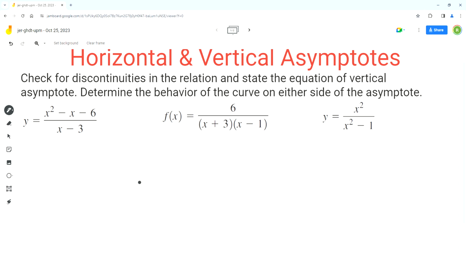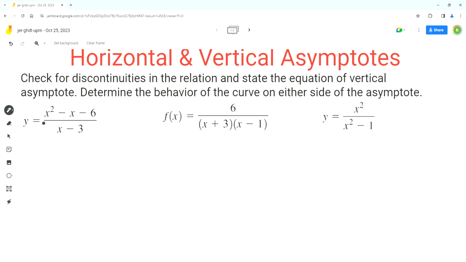So in this video, we'll solve this problem using the concepts of discontinuities. As per the problem, check for discontinuities in the relation and state the equation of the vertical asymptote. Determine the behavior of the curve on either side of the asymptote. So let's start with the first function.